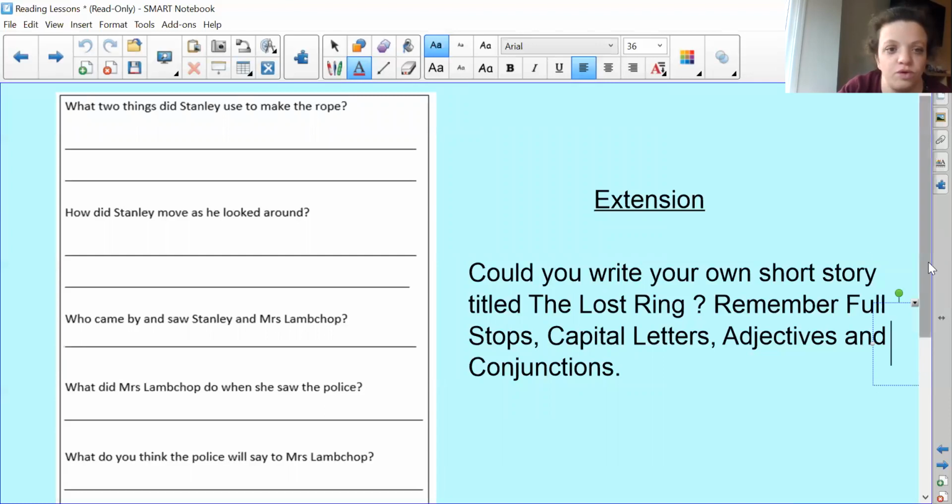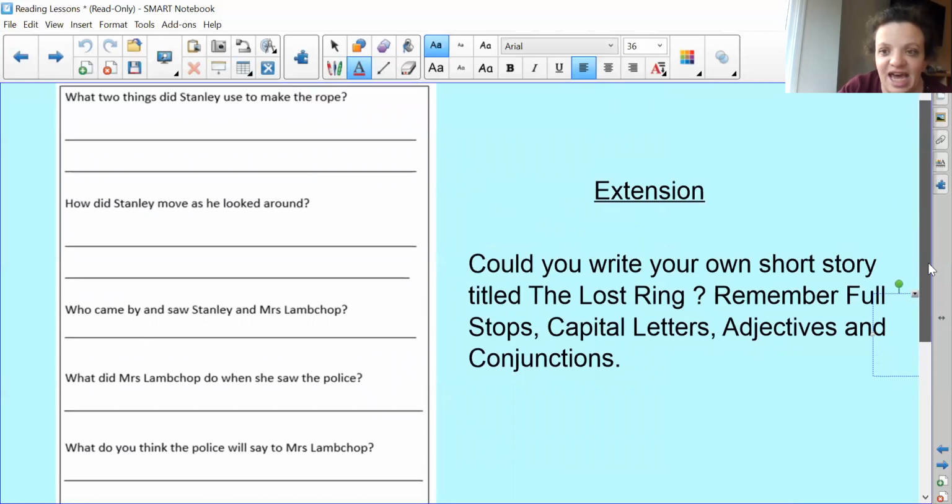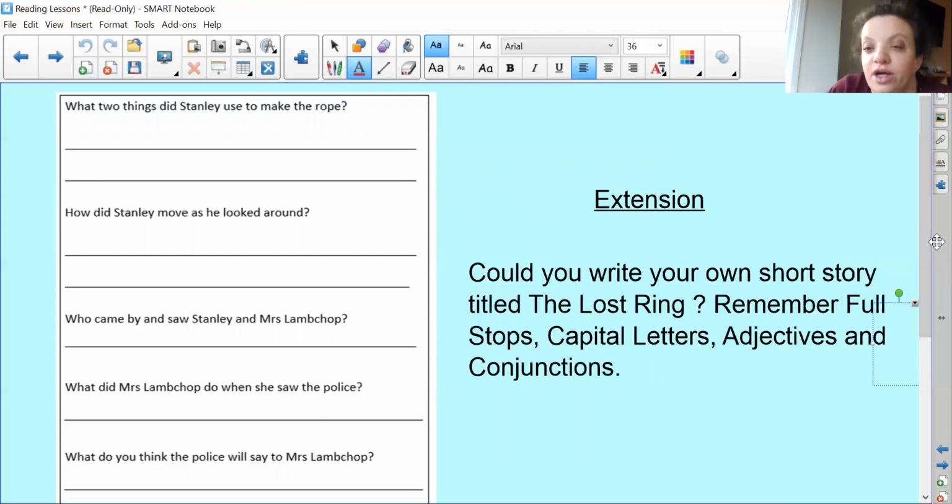Who came by and saw Stanley and Mrs. Lambchop? What did Mrs. Lambchop do when she saw the police? What do you think the police will say to Mrs. Lambchop? Why do you think they were staring at Mrs. Lambchop? So we're going to go through each question.